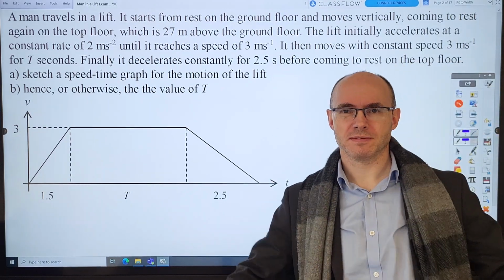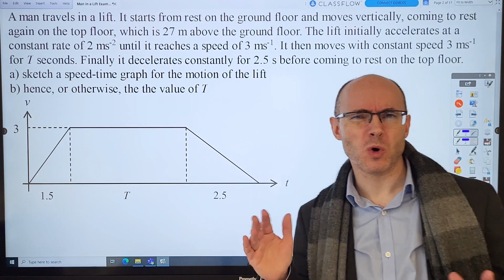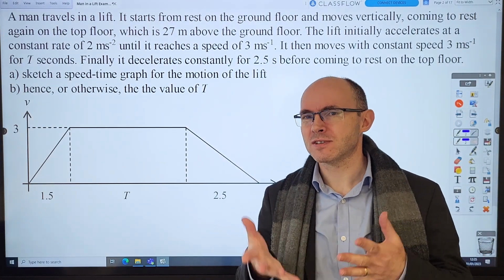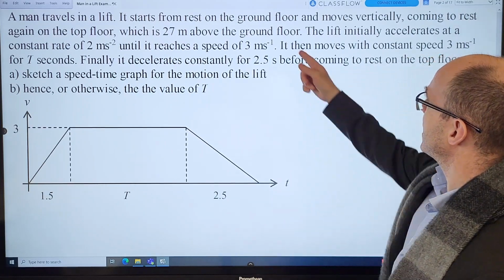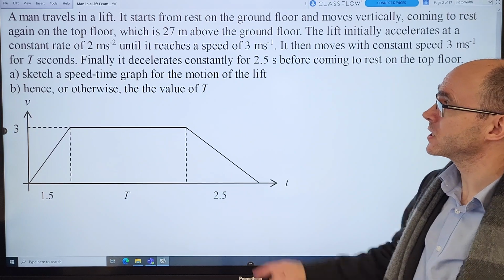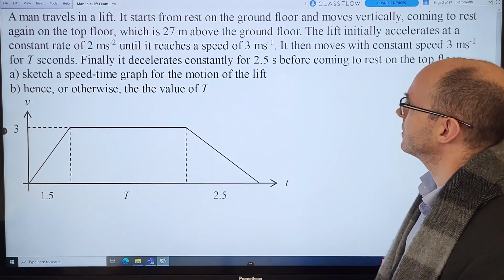Man travels on a lift. Starts from rest on the ground floor. I don't know if you noticed, I wasn't always on the ground floor. There was a floor below the ground, but I used that just so it gave me longer to explain in the elevator. Anyway, ground floor, moves vertically, comes to rest again on the top floor, 27 metres. I don't know if it's 27 metres, could have been more, could have been less, I don't know.